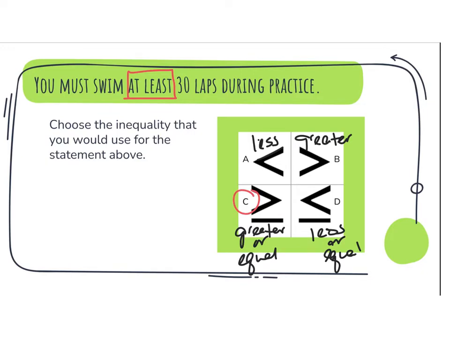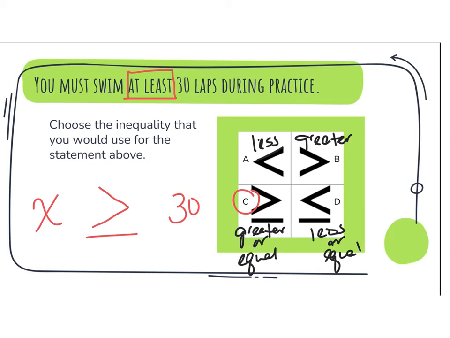So the mystery number, which is your variable, will be x. So I'm doing x and they're telling me 30. So I know that I have to have at least 30 laps. So I know it's going to be more than 30. So I know that the mystery number has to be more than 30. So that's going to be greater than. But it says at least. So that means it could also be 30. And that's how you would know that this is going to be your answer. Greater than or equal to is your symbol.